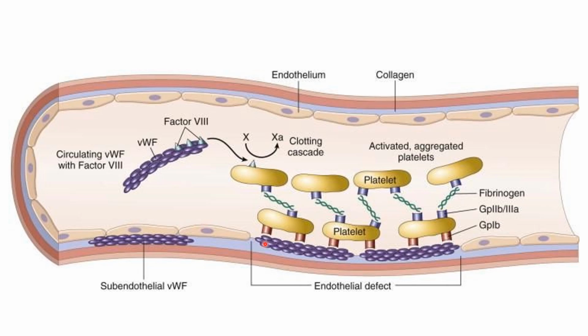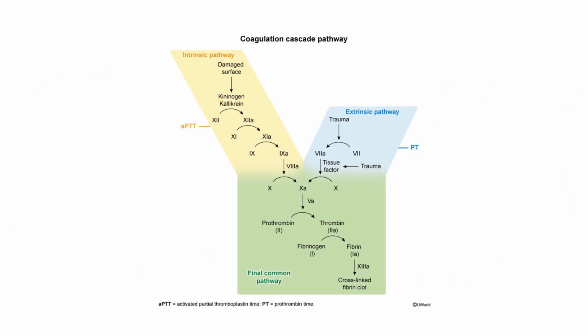So first what happens is the platelet plug forms. This is the platelet plug, activated aggregated platelets. And then after that, the clotting cascade comes and forms a more stable clot. So first we have a platelet plug, and then the coagulation cascade forms a more stable clot over it. Bleeding is initially stopped by platelets and then fortified by the coagulation cascade.